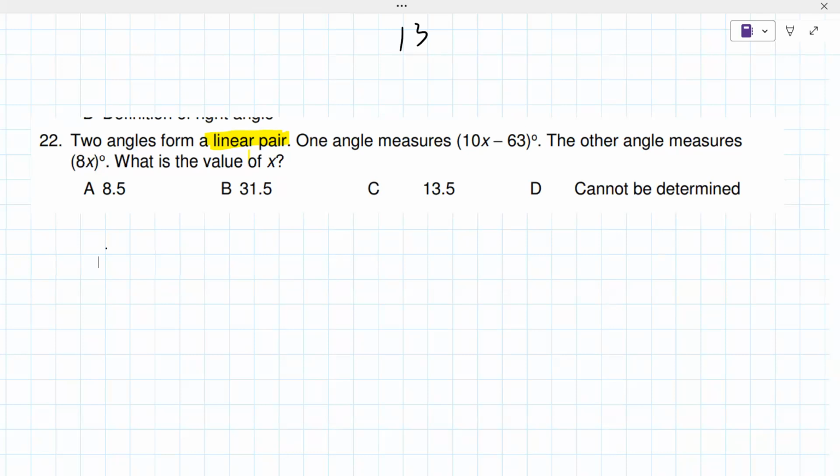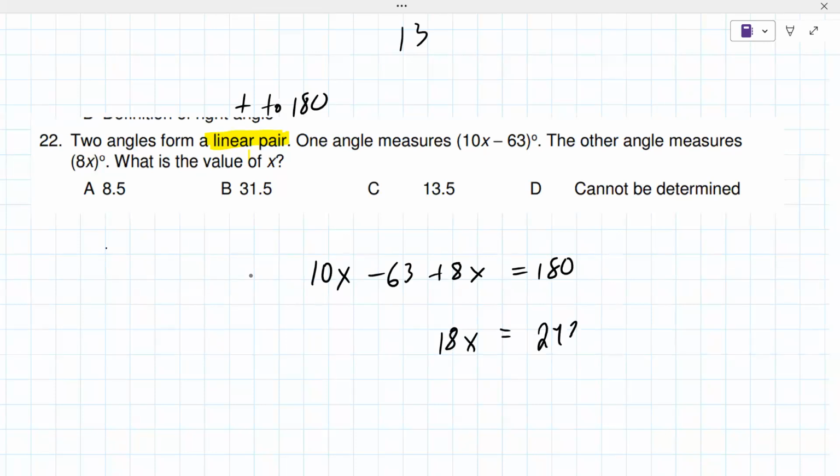I got B. Okay, so linear pair means they add to 180. 10x minus 63 plus 8x equals 180. 18x equals 243, and x equals 31.5.